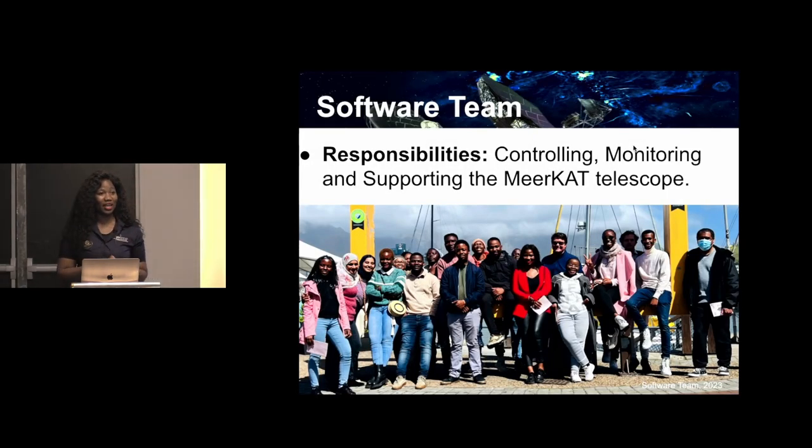And we couldn't bring everyone here, but we wanted you to meet our team. So as an organization, we have different departments. We have operations, engineering, and so forth. And then we have the software team. And this image is everyone in the software team that was taken this year at a social gathering. And then the responsibility or objectives as an organization is to control, monitor, and support the MeerKAT telescope.